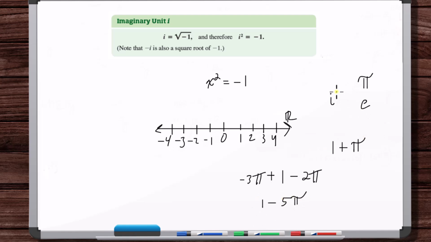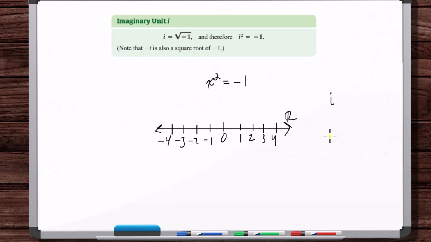So that's how you want to think about i. It's not a variable like x, but it kind of operates like a variable in the sense that you combine like terms, but it's not a variable, it's a number. i is a number, okay? Like pi is a number, like e is a number. Okay, but what is i though? We know what pi is, we know what e is. Pi is the ratio of the circumference to the diameter of any circle. e is like a limit of compound interest. Okay, but what is i?